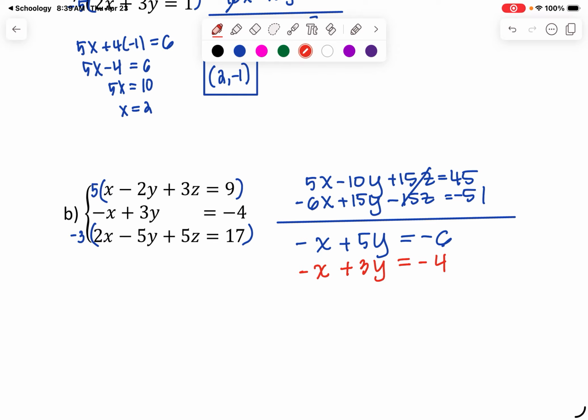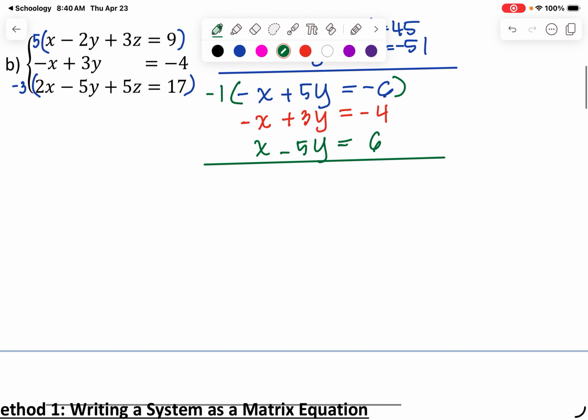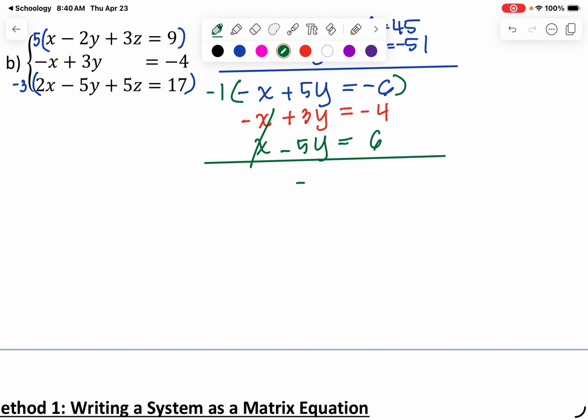All right, so I'm going to multiply my first equation by -1, and I have x minus 5y equals 6. If you would have done the vice versa, you would have already had that, is what I'm trying to say in all my stumbling. Those cancel. I have -2y is equal to 2, so y is equal to -1.